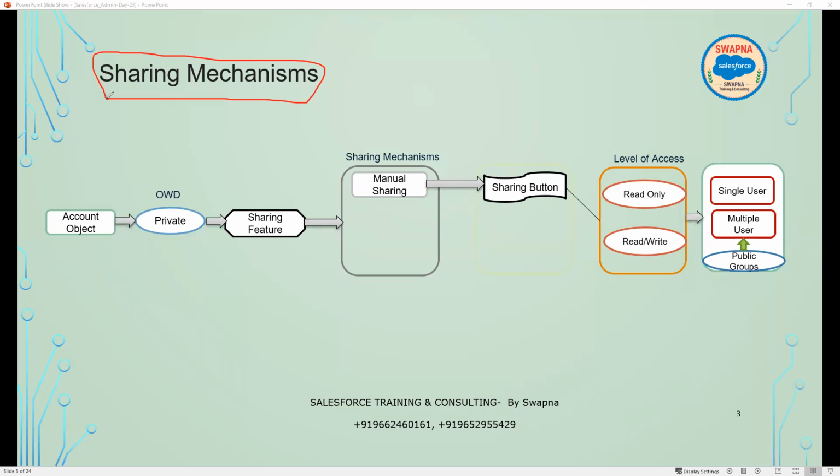Now, for sharing the record, we go to the sharing record option. The sharing feature is basically used to share the record with a single user or multiple users whenever the OWD is private on an object. Now, why is it necessary that we share the record?